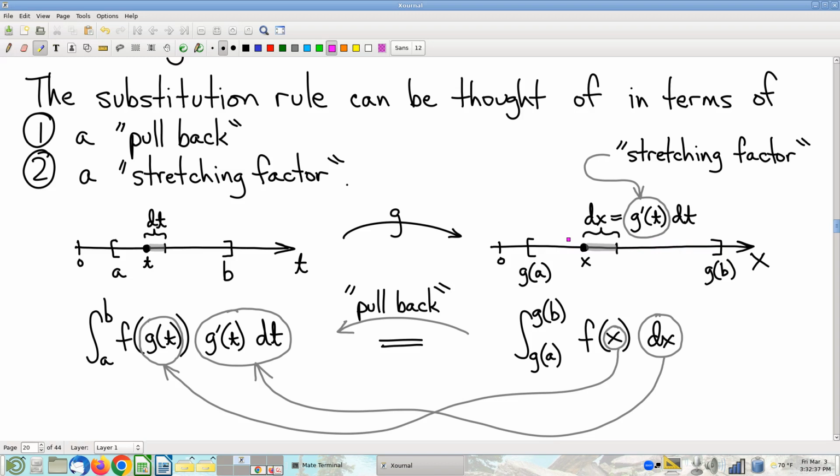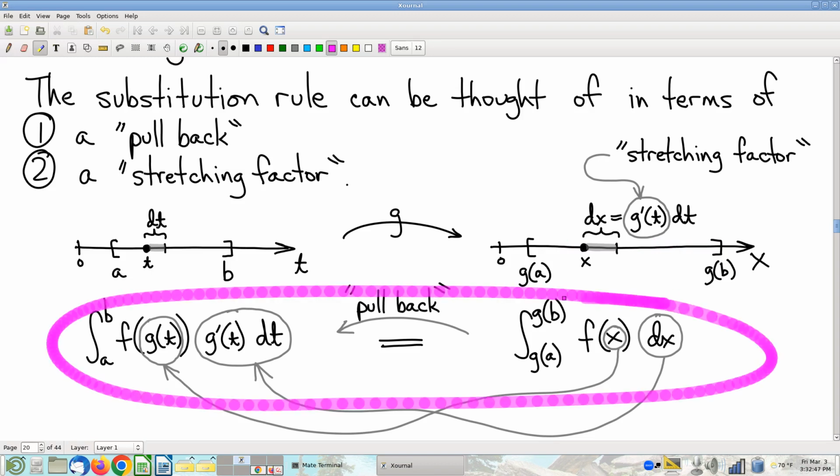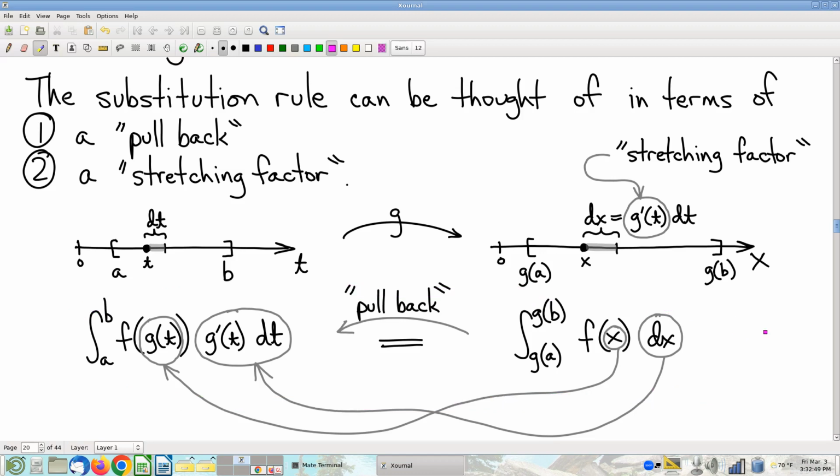Okay, so with this picture as our framework for talking about this, I want to talk about 2 specific aspects of the substitution rule. The first thing I want to talk about is what I'm going to call viewing this as a pullback. So what do I mean by a pullback? Well, points go forward, right? If you have a point on the t-axis, that has as its image a point on the x-axis. It goes the same direction the function goes.